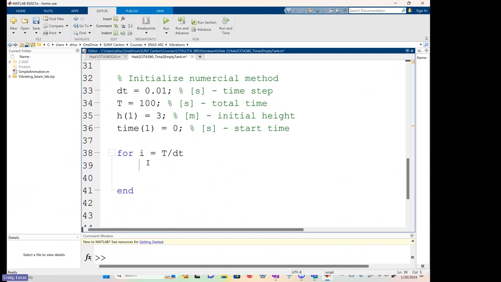So in here, it's going to be h of I plus 1, which is h2, equals the negative aj divided by at times sqrt of 2 times g times h of I, and that's all times delta t, plus h of I.